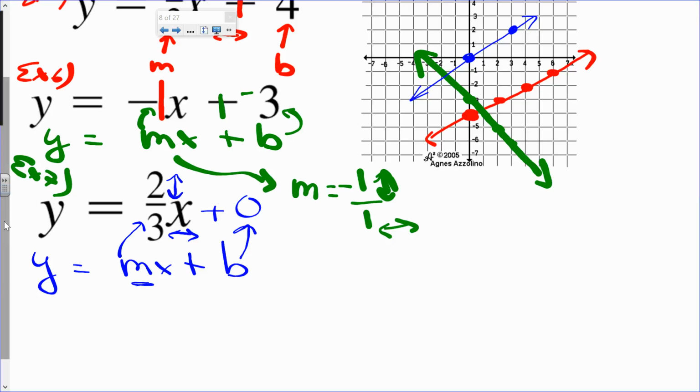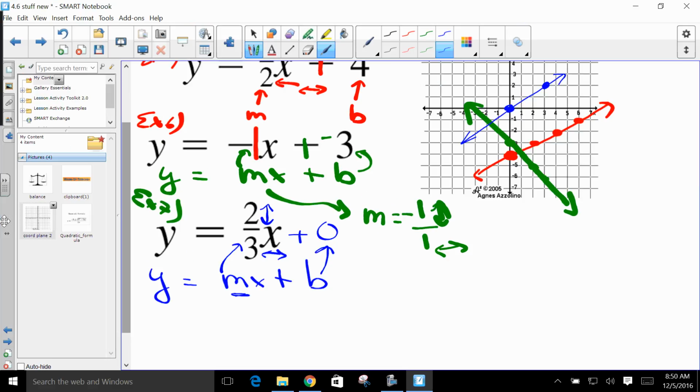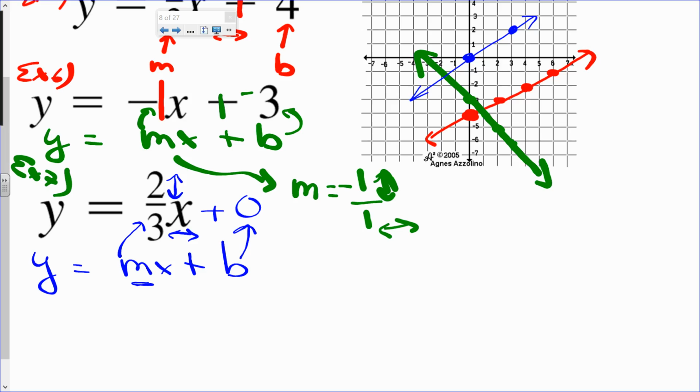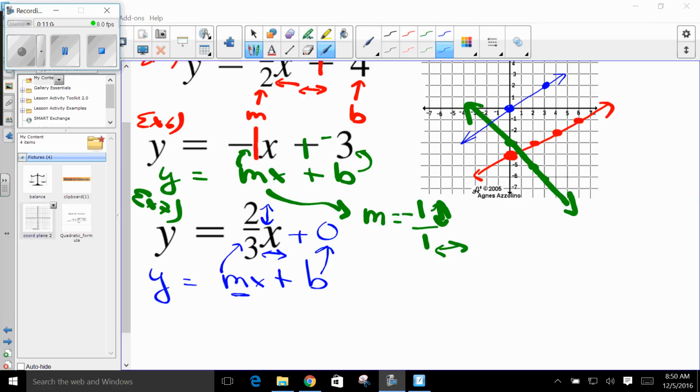So we can graph lines quickly now. Very quickly. Questions on example 7? Can we graph 3 lines together? Pretty straightforward. We'll get into deeper word problems tomorrow.